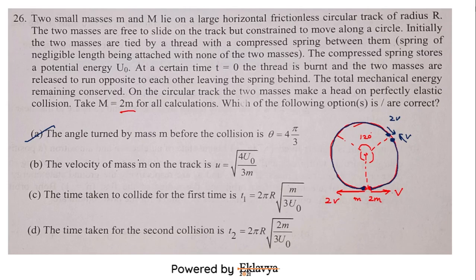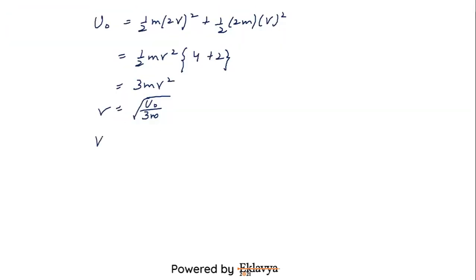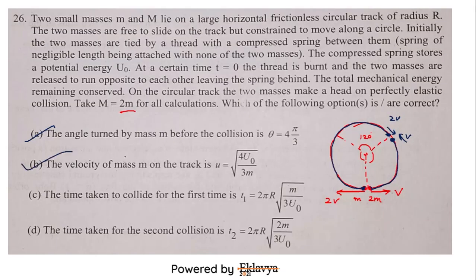So the question says velocity of mass m on the track. So velocity of mass m on the track was twice this value. So that becomes root of 4 u naught by 3m. Let's check this. Yeah. So this option is also correct.